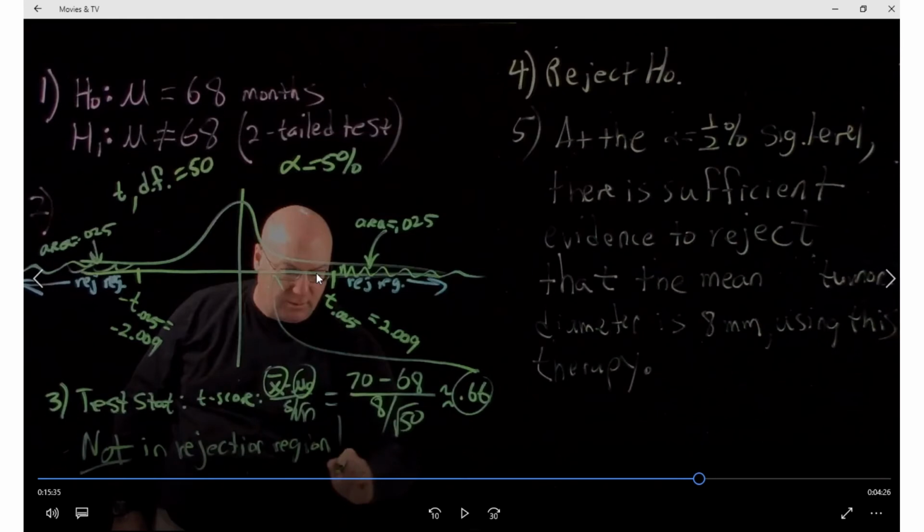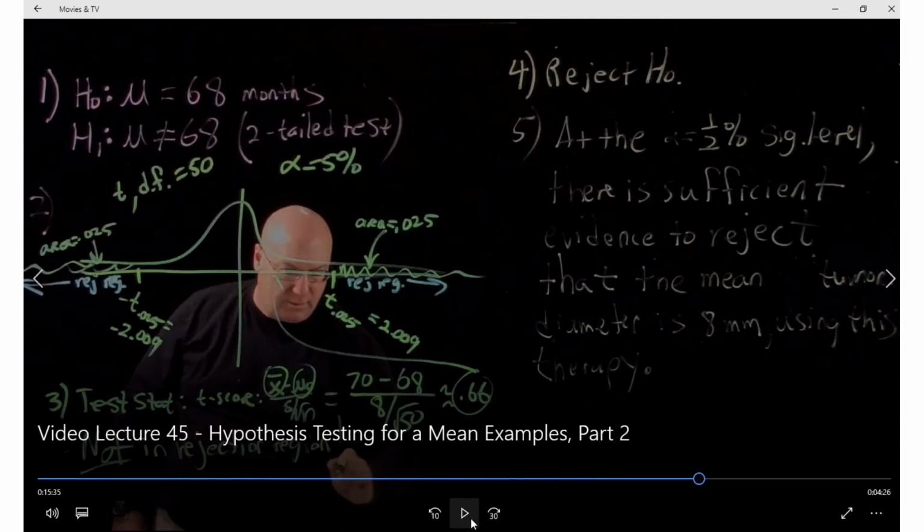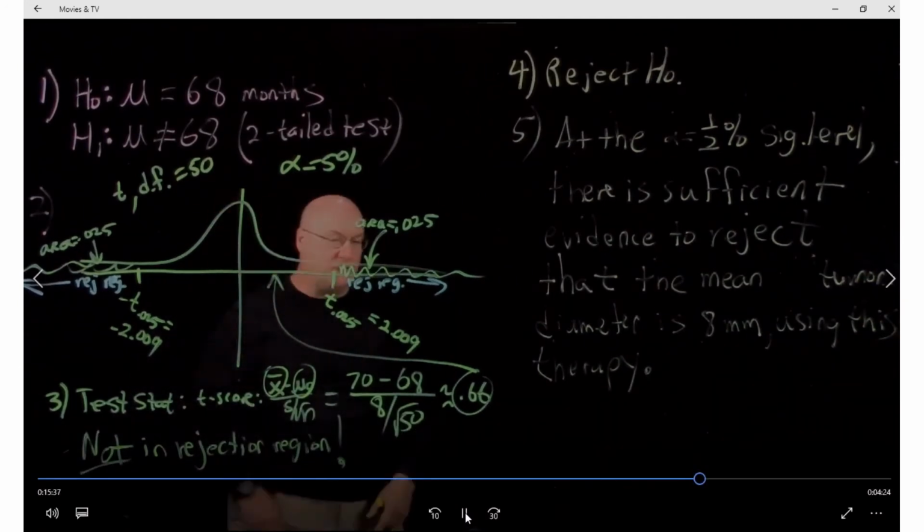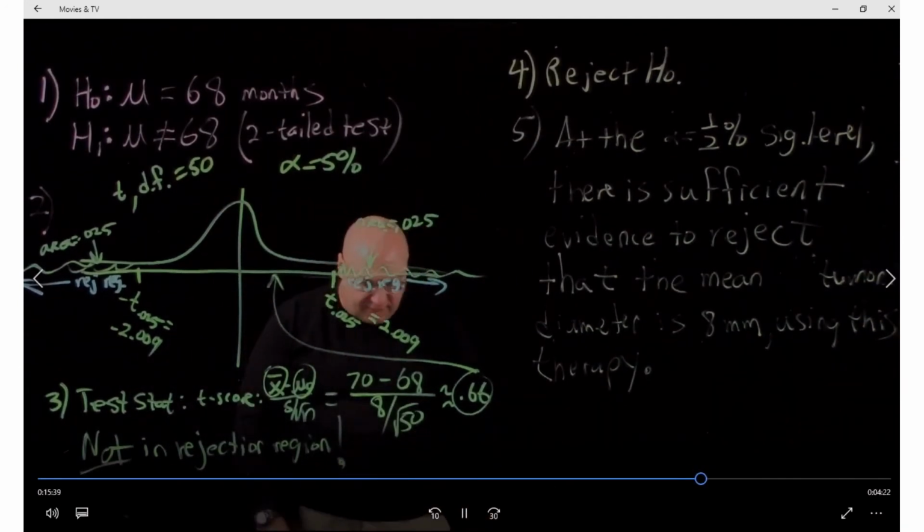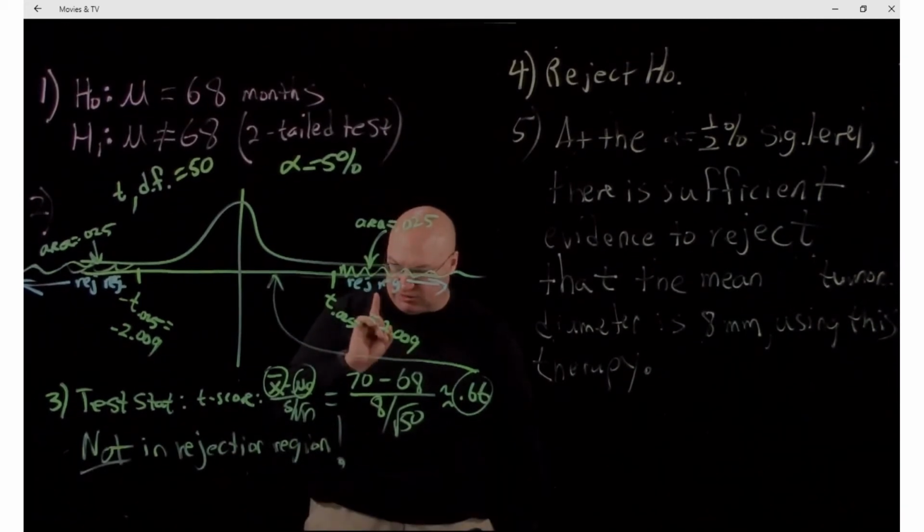So it's still in the fail to reject region. It's still not in the rejection region. So my ultimate conclusion is not altered by the fact that I got the wrong number there, 0.66. The true number is 1.77, but everything is going to go through just fine, all right? Not in the rejection region. It's not unusual.